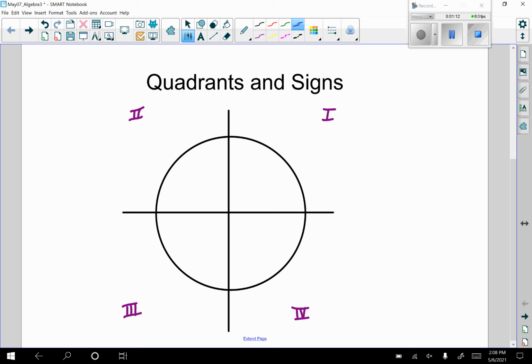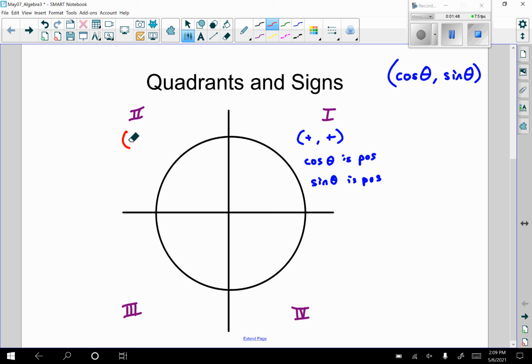What I walked you through in yesterday's notes was that when we look at an ordered pair on a unit circle, the first number of the ordered pair is the cosine of that angle measure, whether it's in degrees or radians, and the second number is the sine of that angle measure. All the ordered pairs in the first quadrant are positive and positive, so cosine is going to be positive, and sine of our angle measure is also going to be positive.